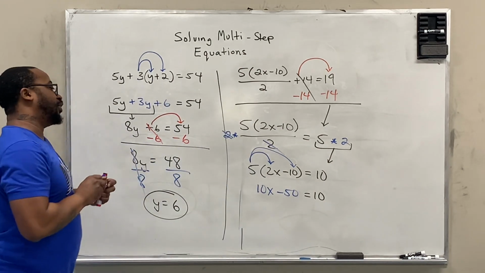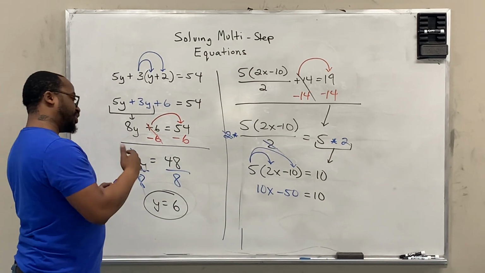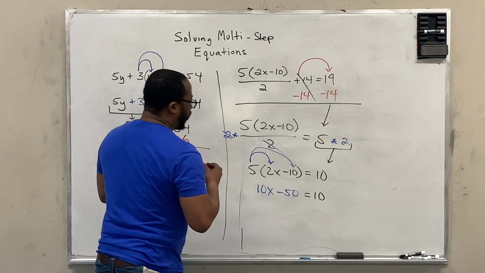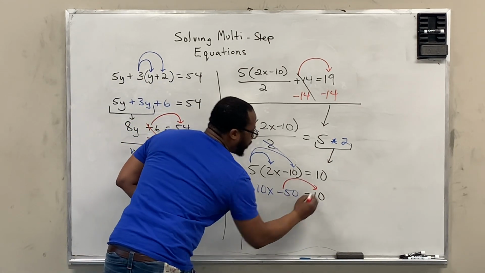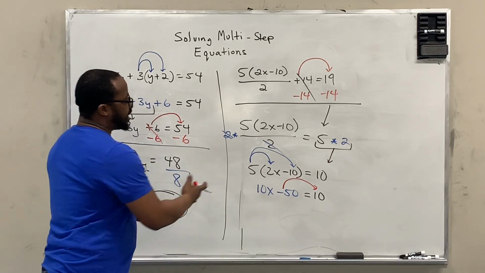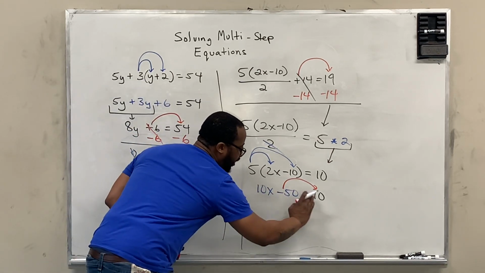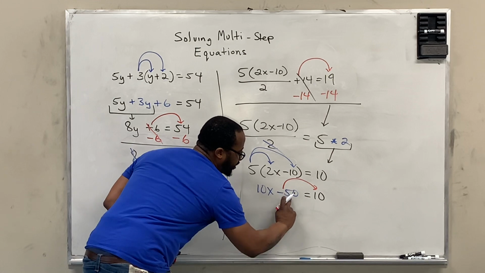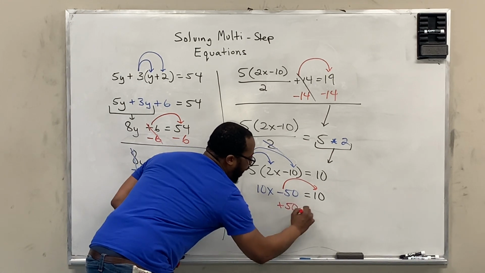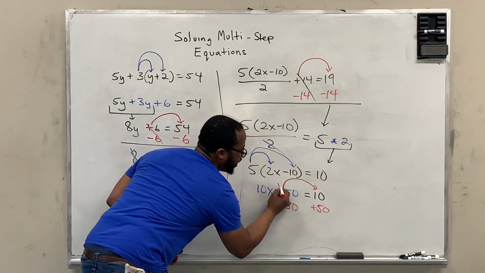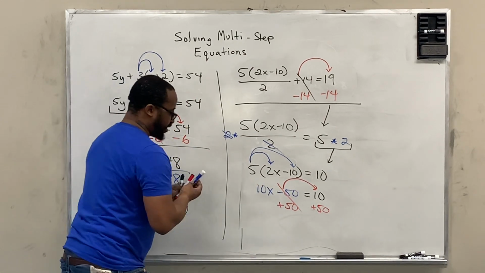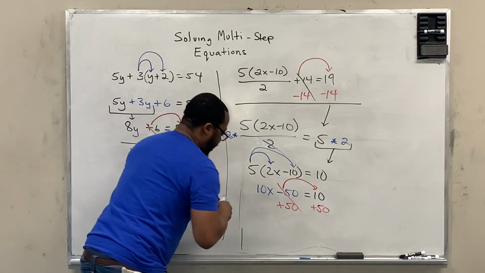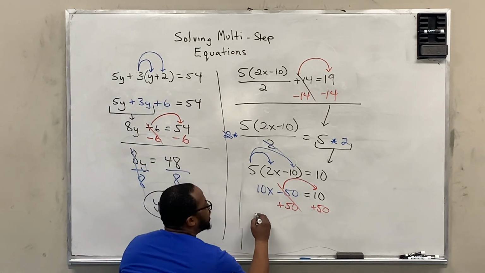Now we have a multi-step equation like the easy ones we had in the beginning. So what we're going to do here is bring the 50 over to the 10. Since it's a minus 50, because we're bringing the constants to the constants, I have to add 50 here and I have to add 50 here. This is going to get rid of this because 50 minus 50 is gone. Okay? Now I'm going to put this line here.